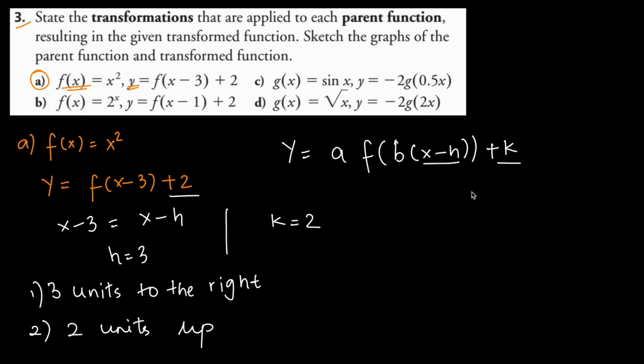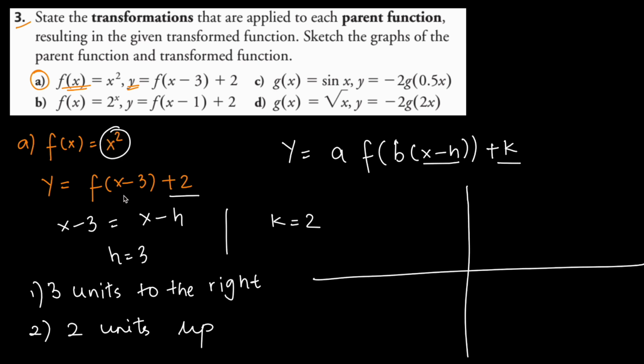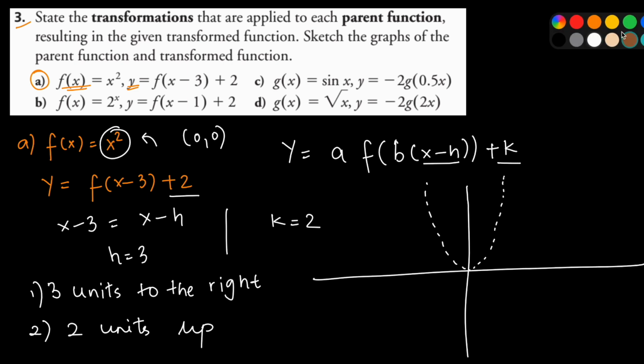Now first of all, let me just try to graph the parent function. The parent function is x squared. x squared is a quadratic function. I know that the graph for a quadratic function is a parabola, and the vertex for this given parabola is (0, 0). That means my parabola should look something like this. Perfect.